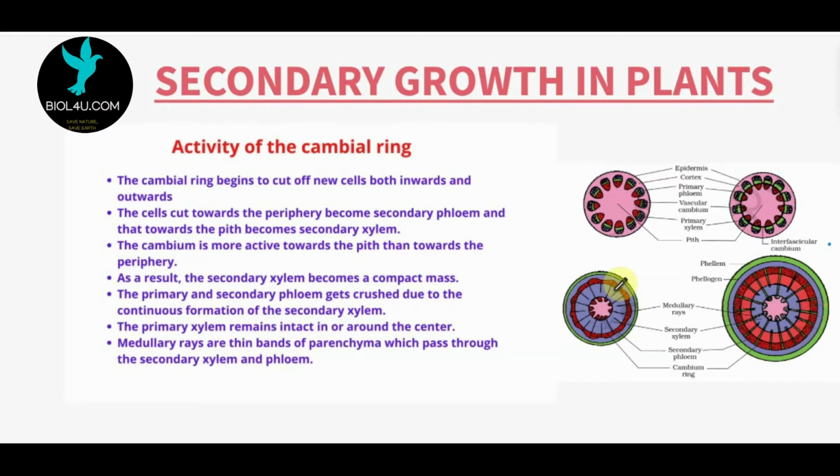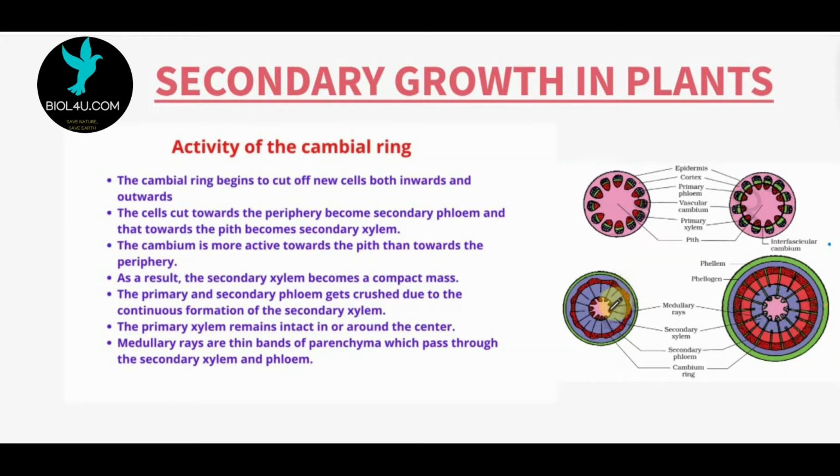So as a result of these new cells produced, the primary and the secondary phloem become crushed, because more and more cells are being produced by the cambial ring. Due to the formation of more and more cells, the primary and secondary phloem present outside the cambial ring become crushed. Crushed means broken, damaged, due to the continuous formation of the secondary xylem. Secondary xylem is produced continuously. As a result, the outer cells become crushed or damaged.